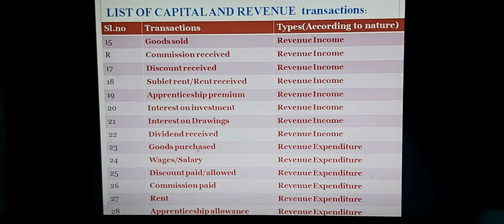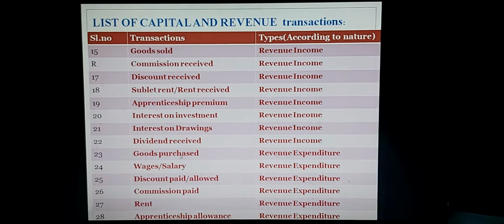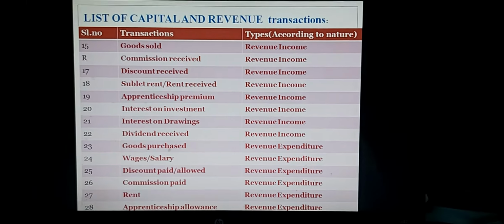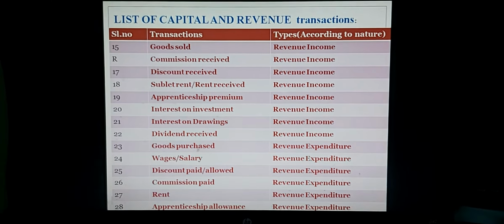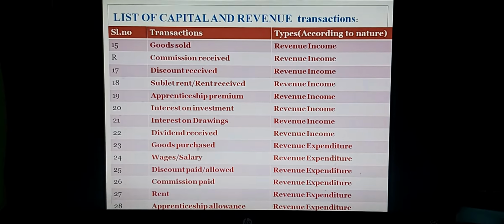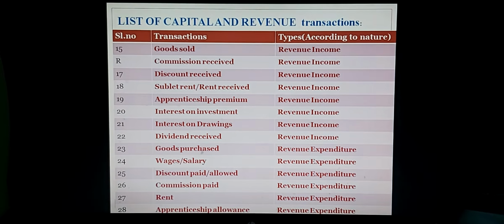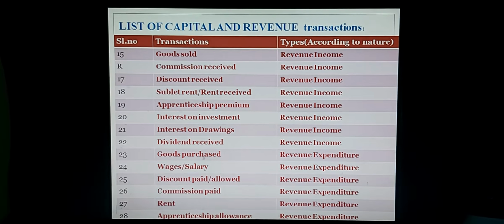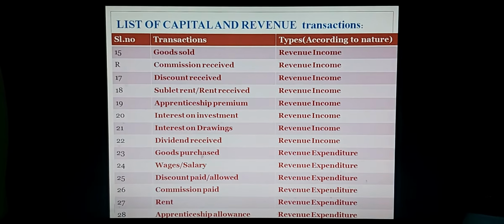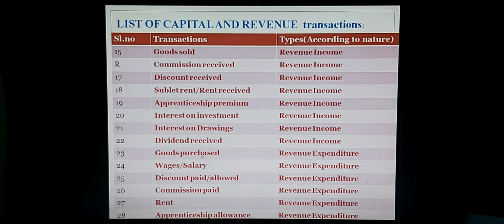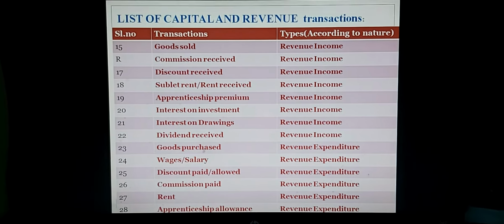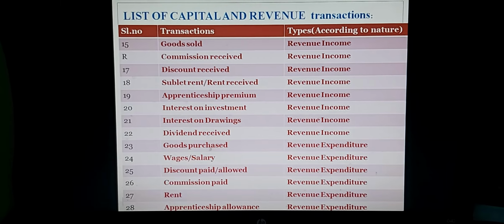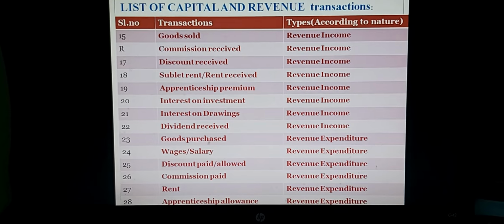Second one, commission received. Commission is one kind of regular item for receiving amount. This one is also revenue income. Discount received. Reason, it's a regular item and recurring small amount of money rebate from any other creditors. So this amount is revenue income.